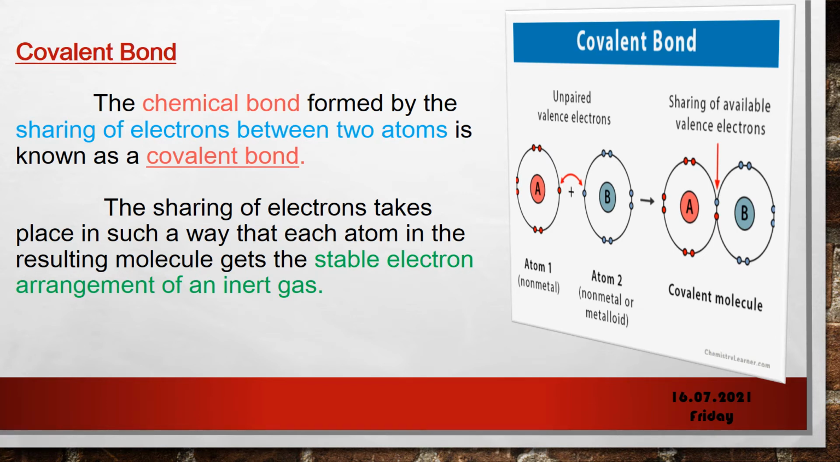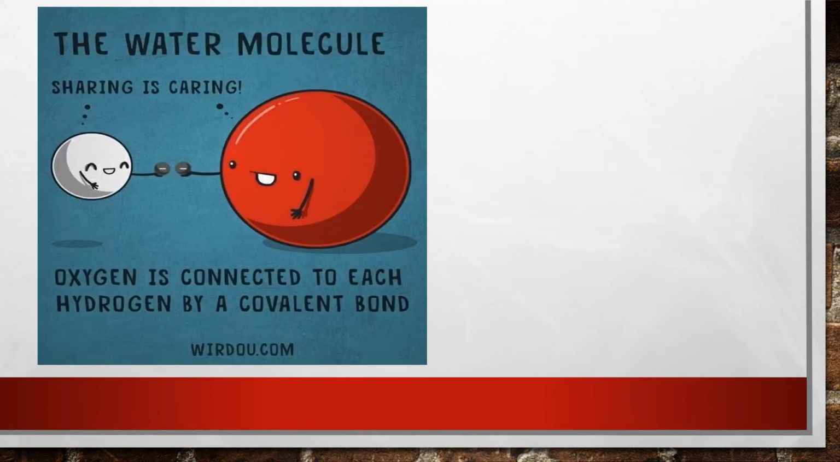The sharing of electrons takes place in such a way that each atom in the resulting molecule gets the stable arrangement of an inert gas. See here, 1 2 3 4 5 6 7 8. Here also, 1 2 3 4 5 6 7 8. So this is a covalent molecule. The sharing of electrons takes place in such a way that each atom in the resulting molecule gets the stable electron arrangement of an inert gas.